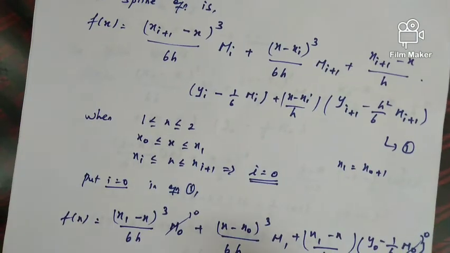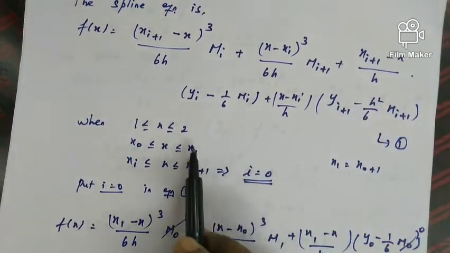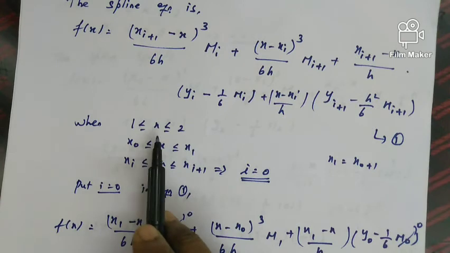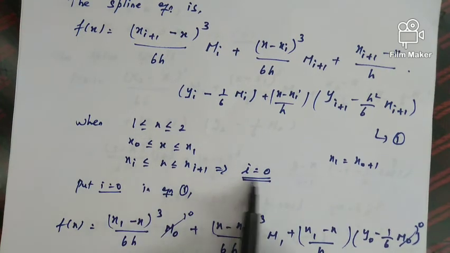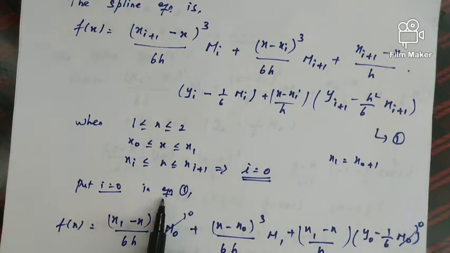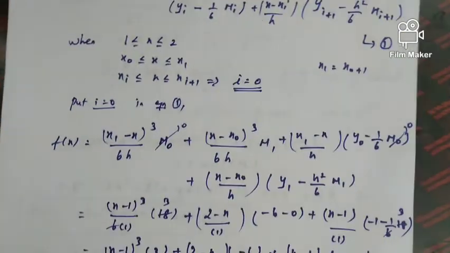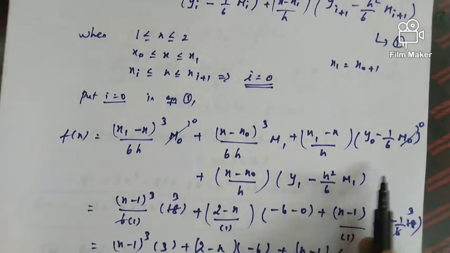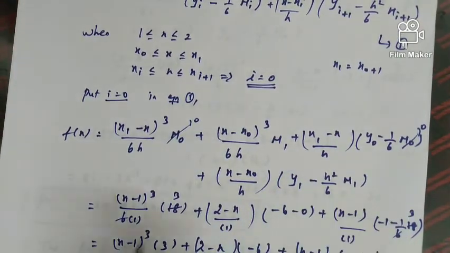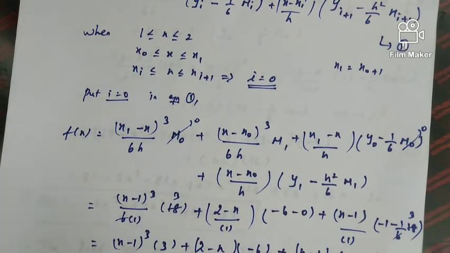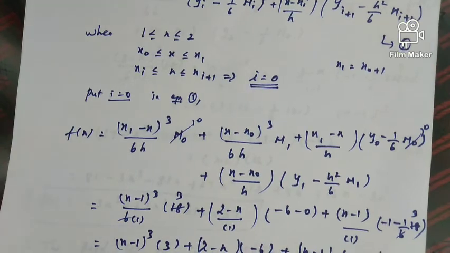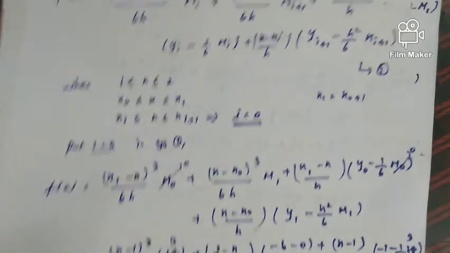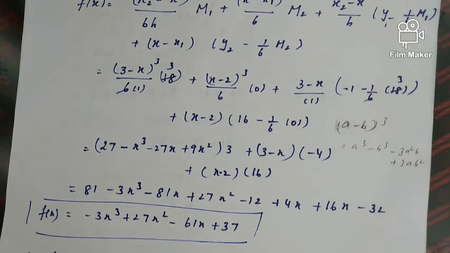After finding our m0, m1 and m2, we write the spline equation and we take the first interval, comparing this interval with the general case to find the value of i. So in the first interval, we get i equal to 0. So put i equal to 0 in the spline equation, and we get an equation. In this one, we have to substitute all the values, that is m0, x1, h. According to that, we substitute all the values. We get the first spline equation.